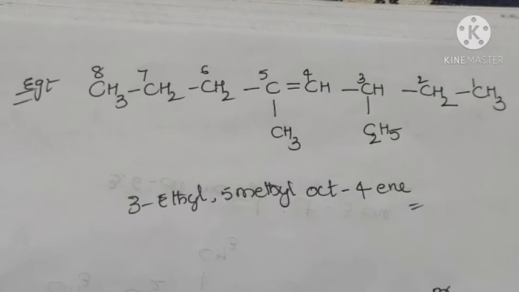The substituents are an ethyl substituent and a methyl substituent. The same number for the double bond is obtained from both directions, so the lowest set of substituent numbers comes first. That means 3-ethyl, 5-methyl oct-4-ene. Not 6-ethyl, 4-methyl oct-4-ene, that is wrong. The IUPAC name of this carbon skeleton is 3-ethyl, 5-methyl oct-4-ene.